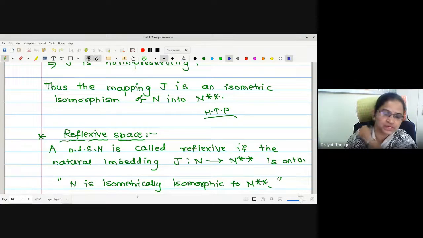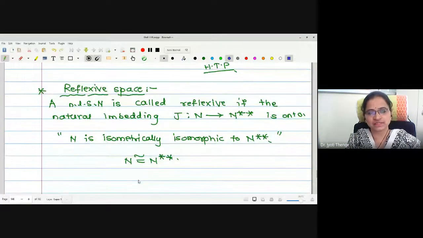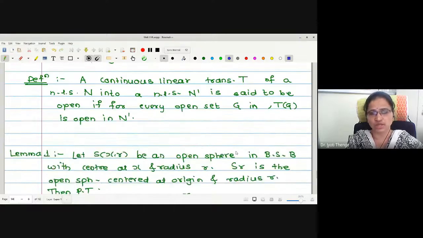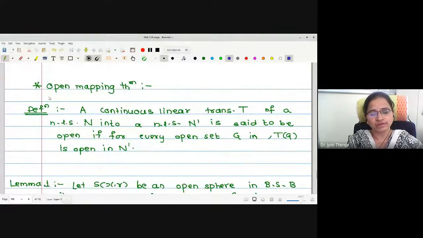We have seen the definition of a reflexive space. A normed linear space N is called reflexive if the natural embedding J, from N to N double star, is onto. Then N is isometrically isomorphic to N double star, and the space is called reflexive. Later we were moving ahead towards the open mapping theorem.